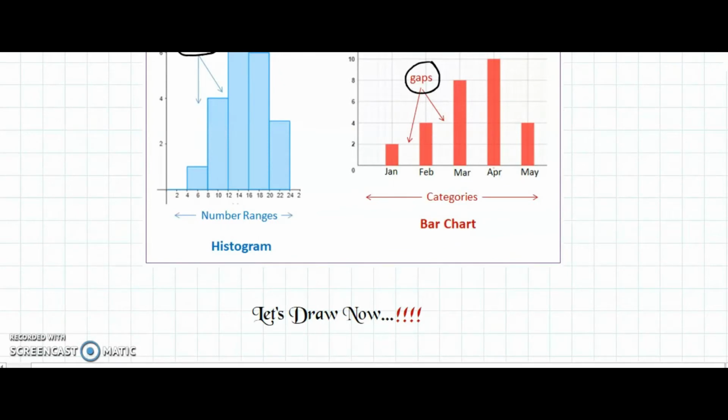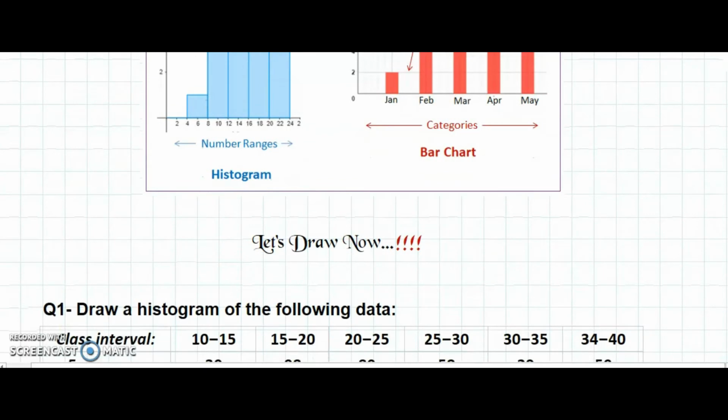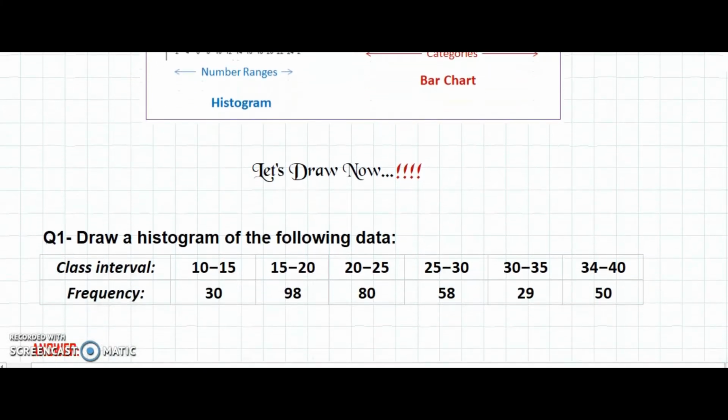Now let us draw some histograms. Here is one question: we have to draw a histogram. The class intervals mentioned here are 10 to 15, 15 to 20, 20 to 25, 25 to 30, 30 to 35, 35 to 40, and the frequencies given are 30, 98, 80, 58, 29, and 50.